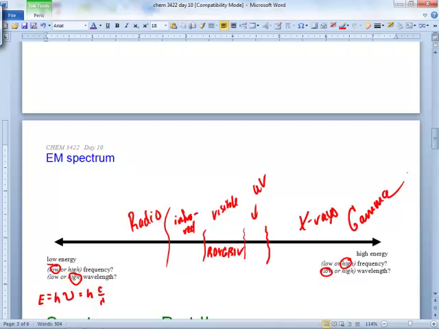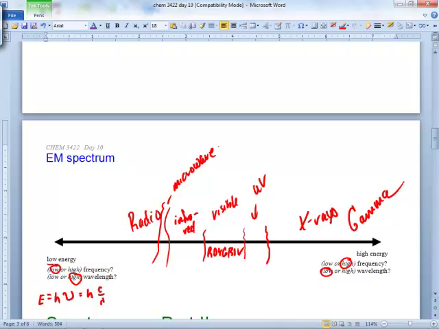Okay, one more. Microwave. You can cook hot dogs, make popcorn. Where do microwaves go? Between radio and infrared. Let's just squeeze it in.